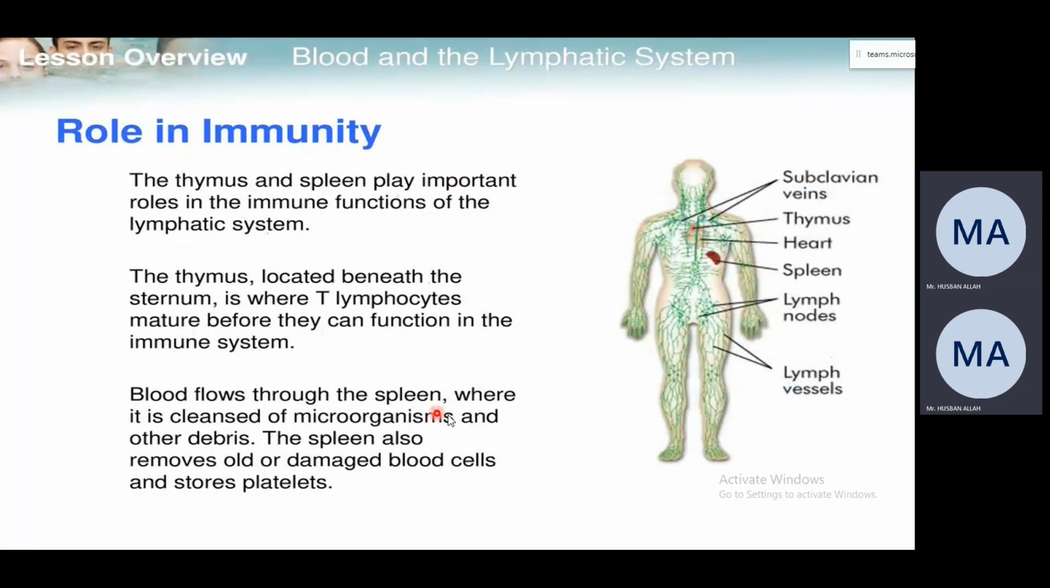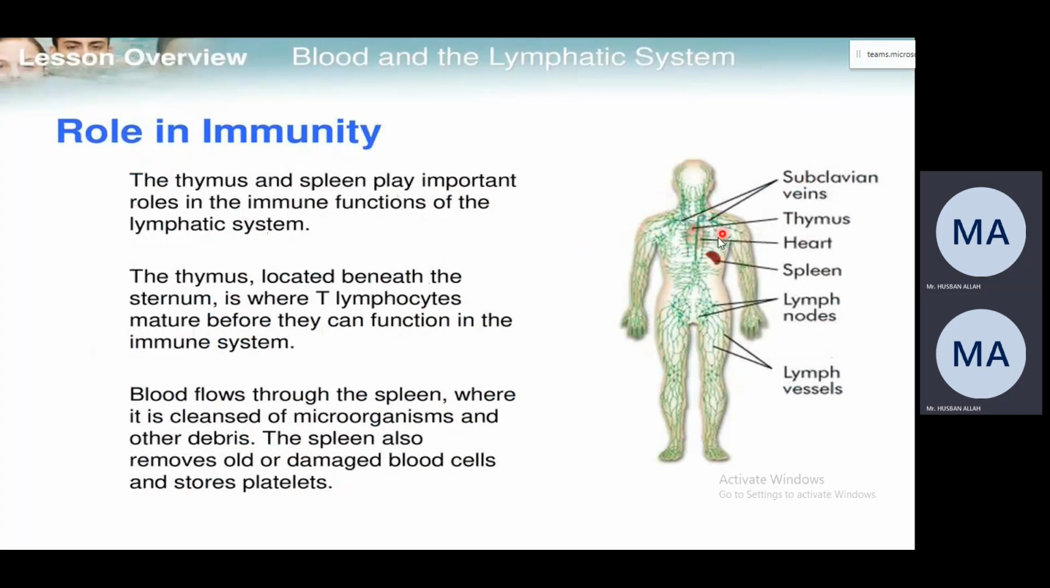Blood flows through the spleen where it is cleaned of microorganisms and other debris. So the blood which collects microorganisms, debris, and cancer cells will be given to the spleen, right? Or even if there is any toxic medicine you have used, or any toxic food you have eaten, it will all be collected and given to the spleen. The spleen also removes old or damaged blood cells and stores platelets.